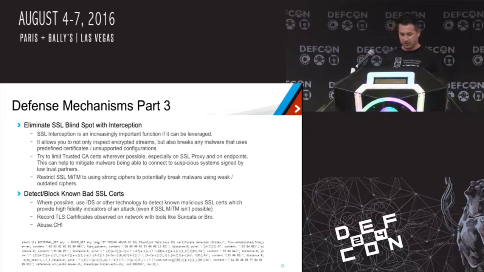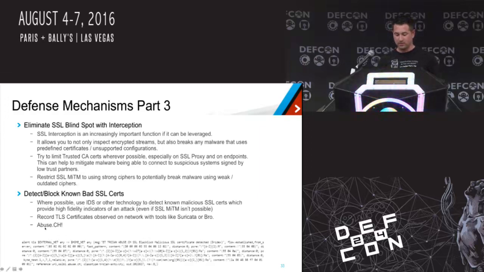But if your situation dictates, and you can break it open for some traffic, for instance any SSL site that isn't categorized by, say, a web filter, you could break it open and inspect it. You'd be able to identify potential command and control infections within that SSL stream. But the good news is you don't have to do that in all cases.